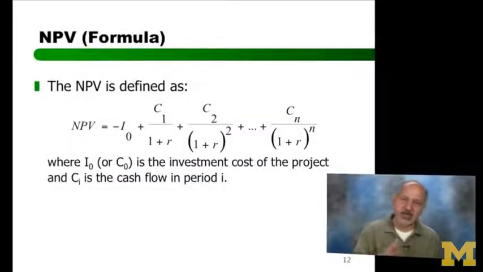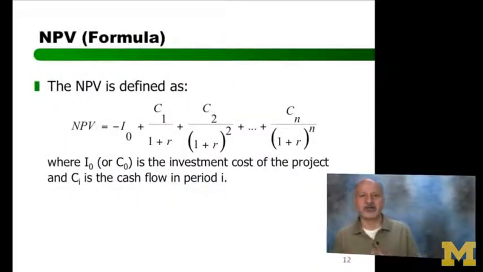It's very simple. NPV starts off with the negative number, your investment. And once you get your investment, you put a negative sign in front of it, because that's how the world works usually. Then what does C1 stand for? C1 stands for the cash flow in the first period. What does C2 stand for? C2 stands for the cash flow in the second period.